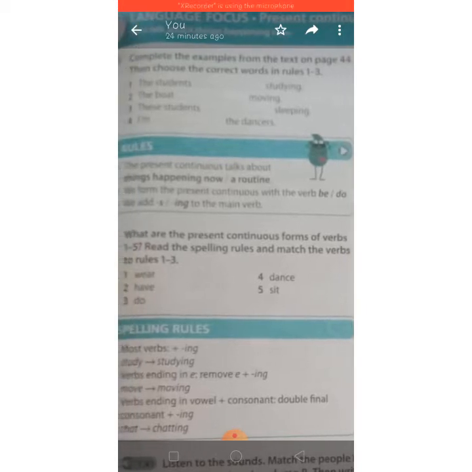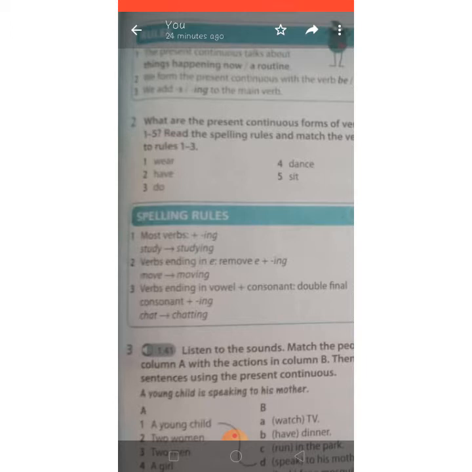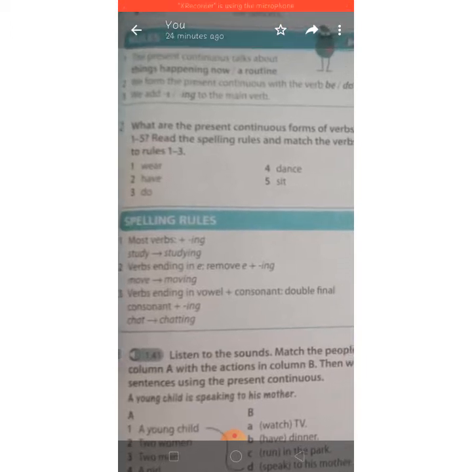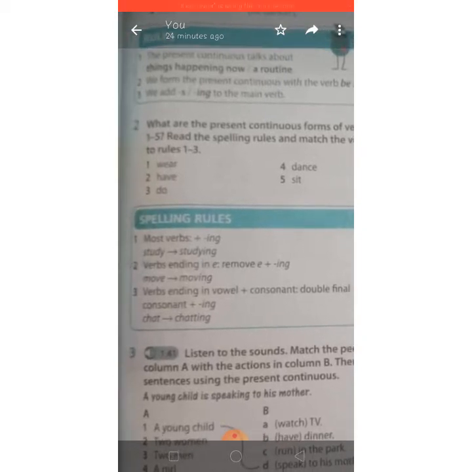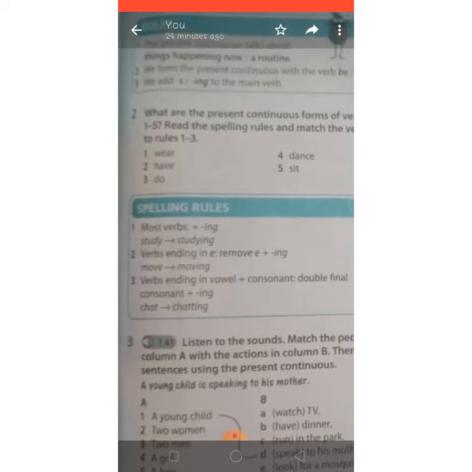For number 2, what are the present continuous forms of the verbs 1 to 5? So read the spelling rules. The spelling rules are beneath the exercise. Ada spelling rules kat situ. So for the spelling rules, if you want to add ing to a verb, rule number 1: for most verbs, untuk kebanyakan verb, you just plus ing straight away. For example, the word study, studying, play, playing, look, looking.